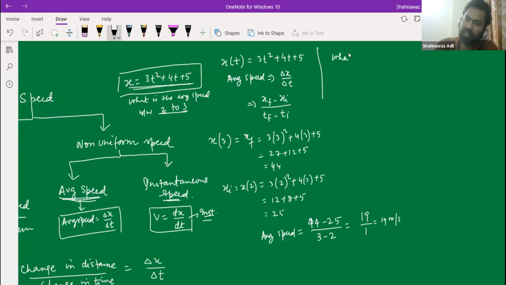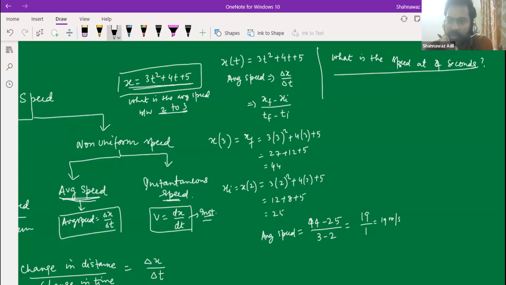So if I ask you the same question, but what is the speed at 4 seconds, or let's say 3 seconds, not 4 seconds. So what is the speed at 4 seconds? What speed am I asking in this question? At an instant, I'm talking about a particular time, distance or speed at 4 seconds. So this is a particular time. So this is instantaneous speed, right?